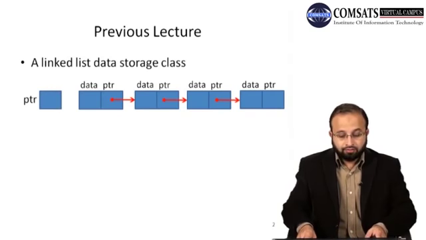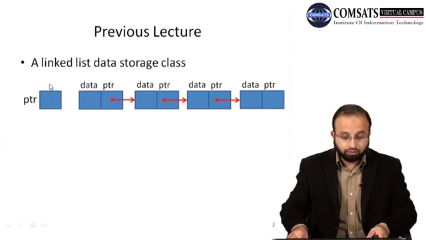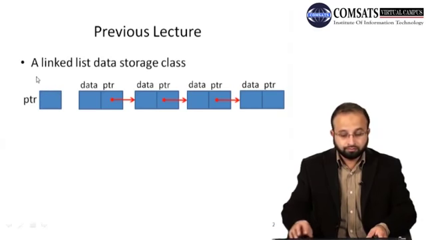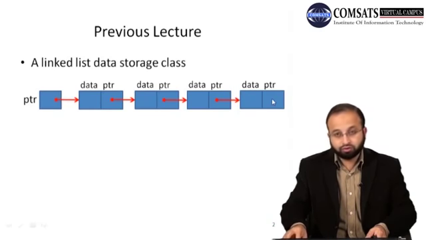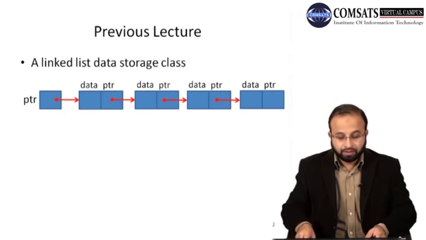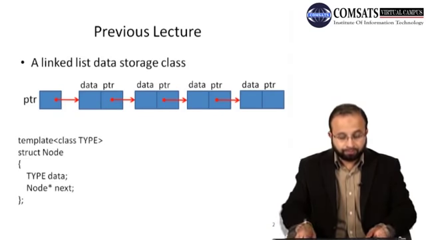And then we have a pointer that may be called a first pointer or whatever name. The type of that pointer is also node because it points to the first node of the list like this, right? And the last node's pointer PTR, the value of that pointer is null. This means that this is the last node in the list, right?